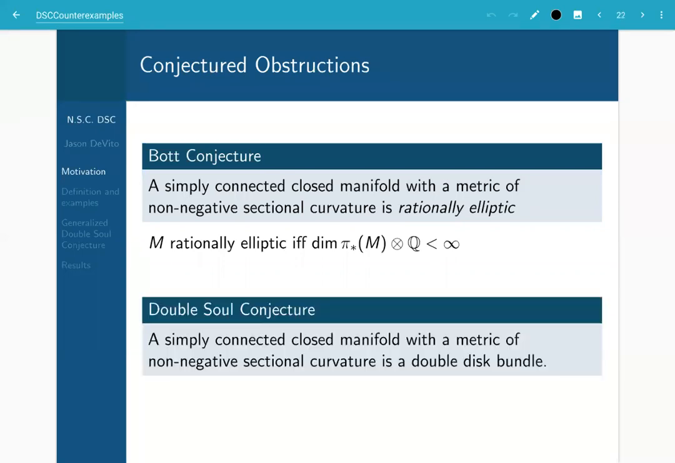All right, there's another conjecture, the one that's the focus of the talk today. This is due to Karsten Grove. It's called the double soul conjecture. What it says is a simply connected closed manifold with a metric of non-negative sectional curvature is a double disk bundle. I should probably spend quite a bit of time telling you what a double disk bundle is. It's really the focus of the talk. But I do want to point out that the simply connected hypothesis appears here as well, for reasons that are perhaps a little bit less clear, but we will get into it later.